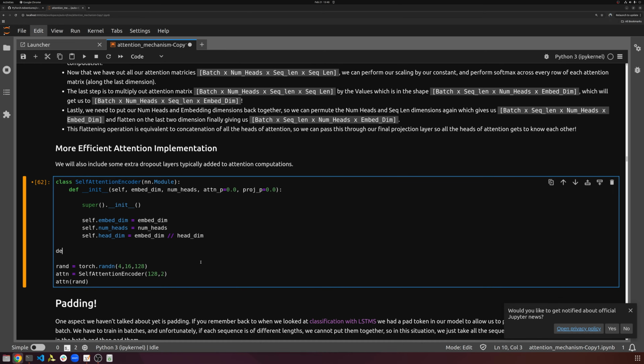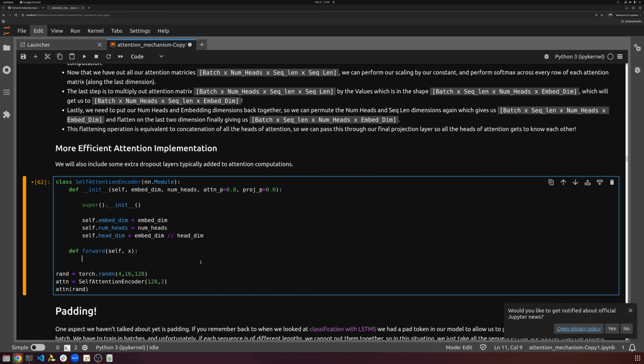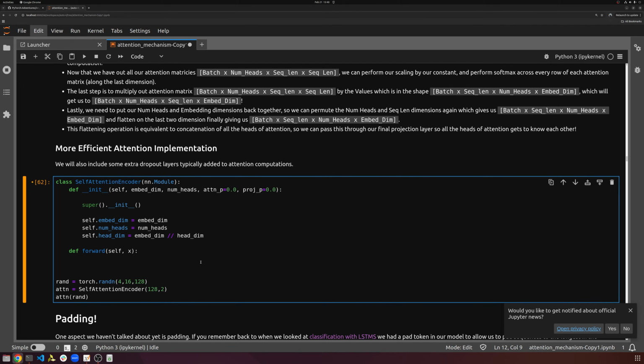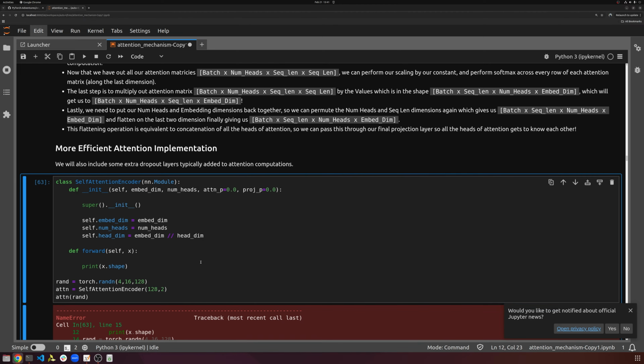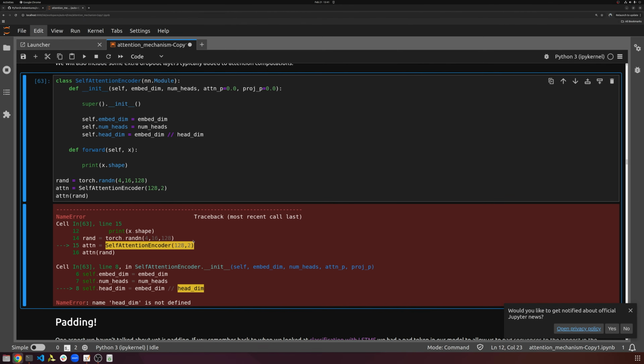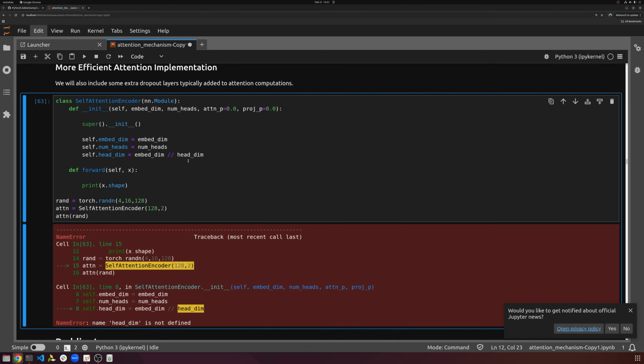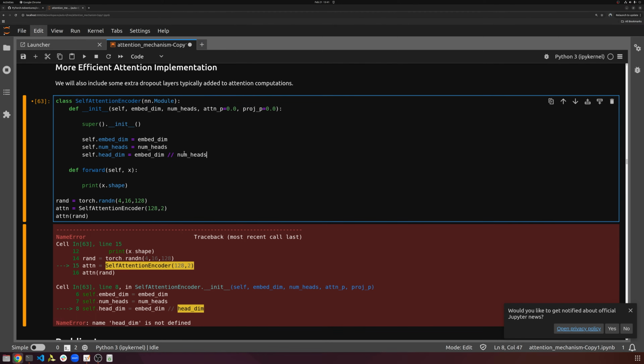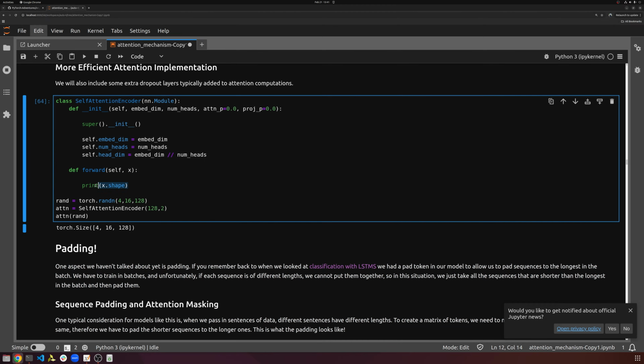And we need our forward function, right? So we're going to do def forward, self, x. And we can print out x.shape. And of course, something is wrong. HeadDim is not defined. Sorry, this should be divided by num heads. There we go. Right, so that's our data.